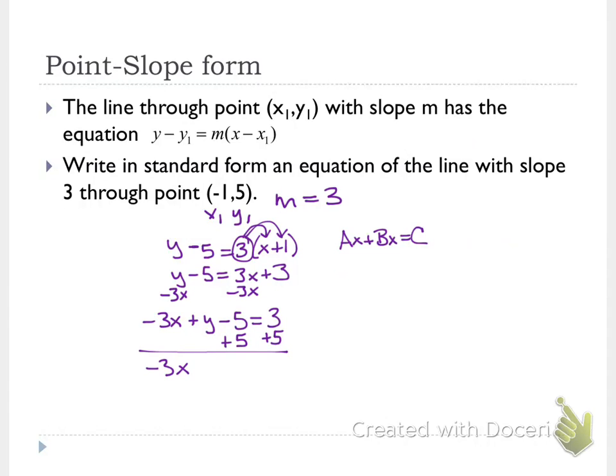Negative 3x plus y equals 8. So we have everything on the sides that they need to be on, but our a is negative, and we like our a to be positive. So if it's negative, we need to multiply everything by -1 to make it positive. So we get 3x minus y equals -8. Because what you do to one term, you have to do to every term. And that's your answer.